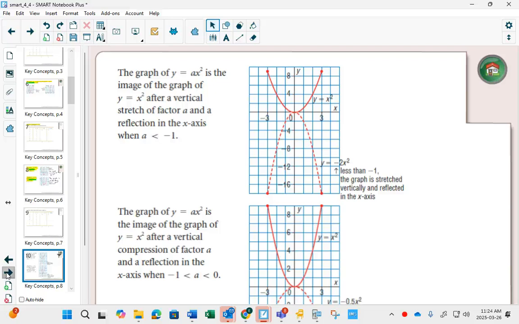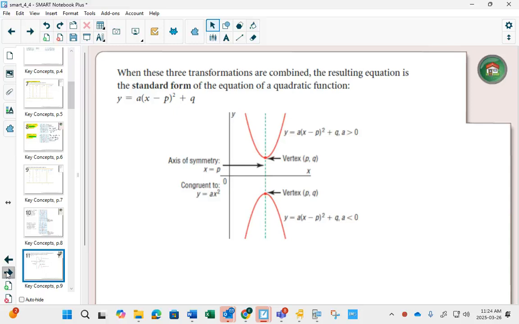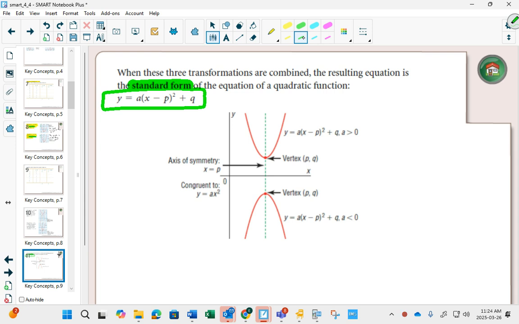And if you have a negative, it flips it, right, and opens down instead of opens up. So on page 278, the last things we're going to highlight. Very important, this is called the standard form, right there. And the standard form is super helpful because with the standard form, you know your vertex exactly where it is at P and Q. And your axis of symmetry is always x equals P, which is the x coordinate of your vertex.